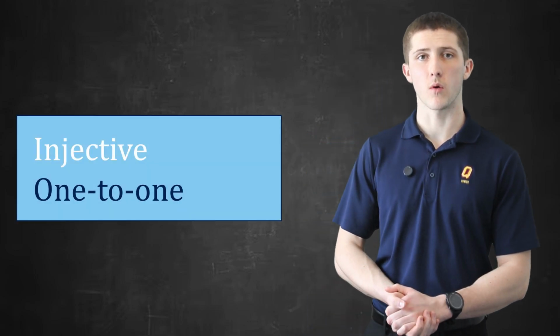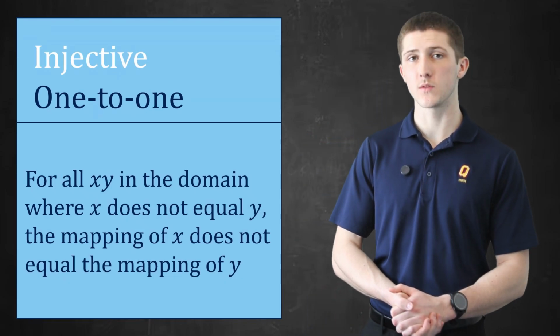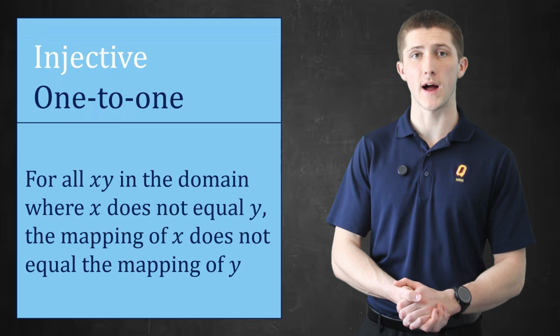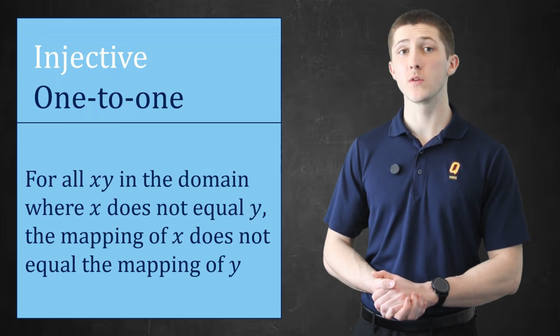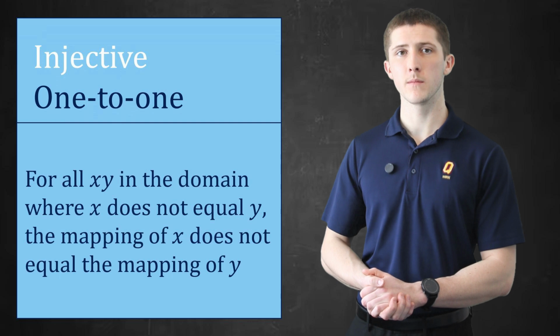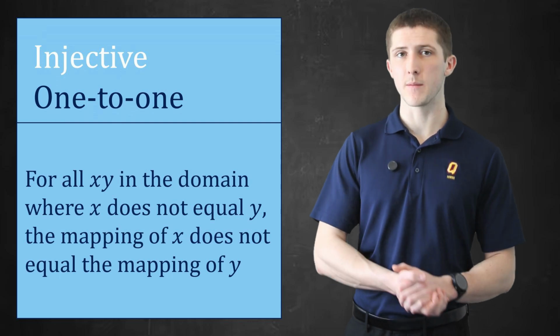Looking at the relationship between inputs and outputs, we can define more properties of mappings and functions. A mapping is said to be injective or one-to-one if for all x and y in the domain where x does not equal y, then the mapping of x does not equal the mapping of y. This means that you can only map one input to one output. No two elements can be mapped to the same output.